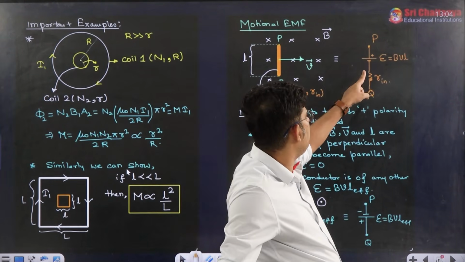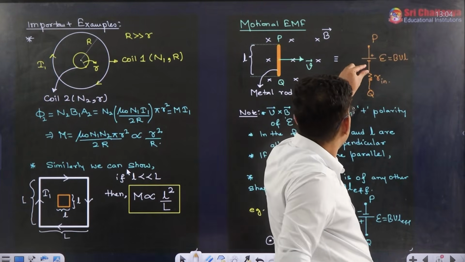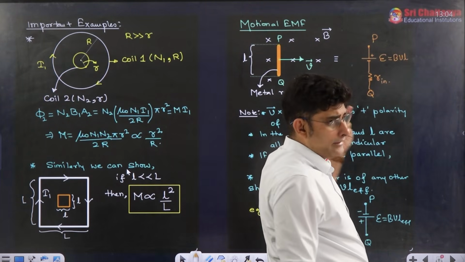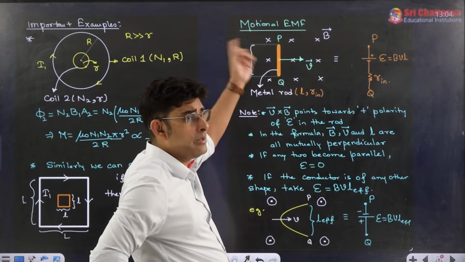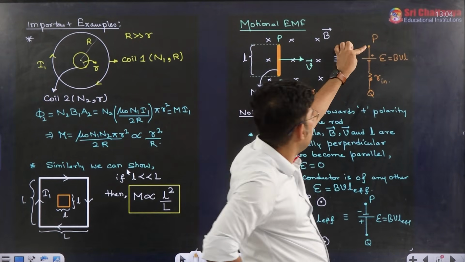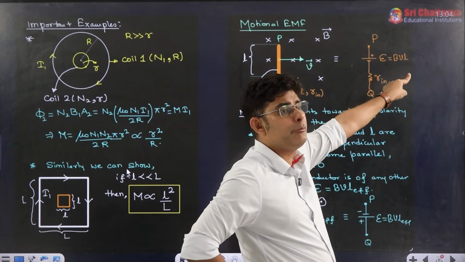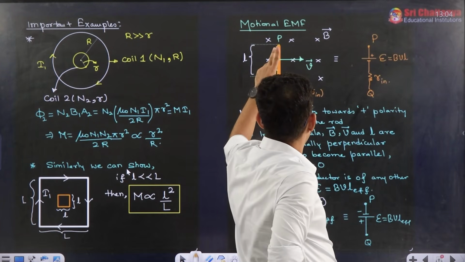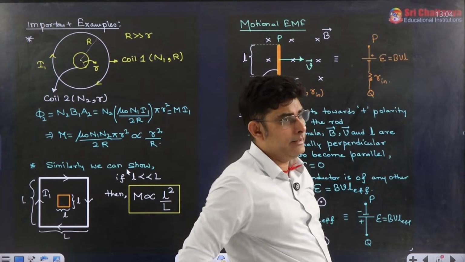So Vp minus Vq, if you see in this case, suppose the rod has some internal resistance also, but here it is just like an open circuit, it is not part of a complete circuit. So we will just say that P is at higher potential than Q, and the EMF induced is BVL. B is the magnetic field, V is the speed or velocity, L is the length.